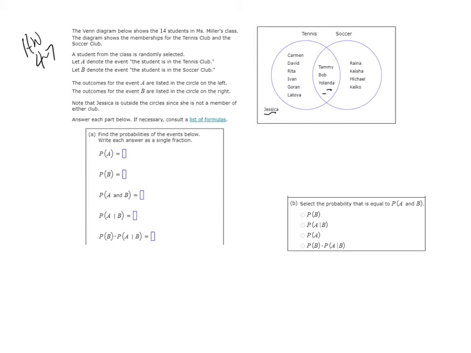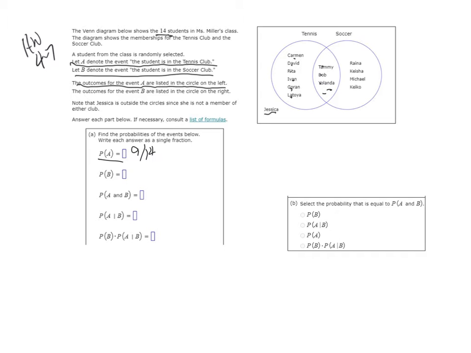Let's see, event A. Let A denote the students in the tennis club. B are the students in the soccer club. So this is just saying what's the probability that somebody is in the tennis club. We have 14 students total, and you have 1, 2, 3, 4, 5, 6, 7, 8, 9 of them playing tennis. So you got a 9 out of 14 chance of picking somebody in the tennis club.